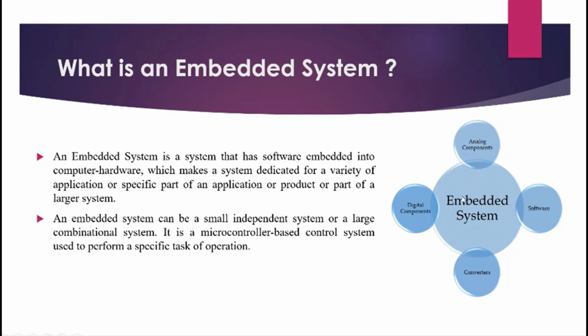This is the diagram of an embedded system. It mainly has four components: analog component, software, digital component, and converters. An embedded system can be a small independent system or a large combinational system. It is a microcontroller-based control system used to perform a specific task of operations.